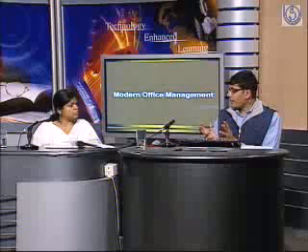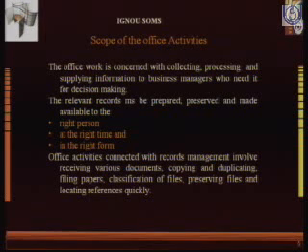And in the right form, because like I was saying, if you have arranged things in a systematic way and you are not able to supply that information in the right form, it's useless again. So the right person, at the right time and in the right form, these three things have to be taken into consideration once you go for the office activities and other things.